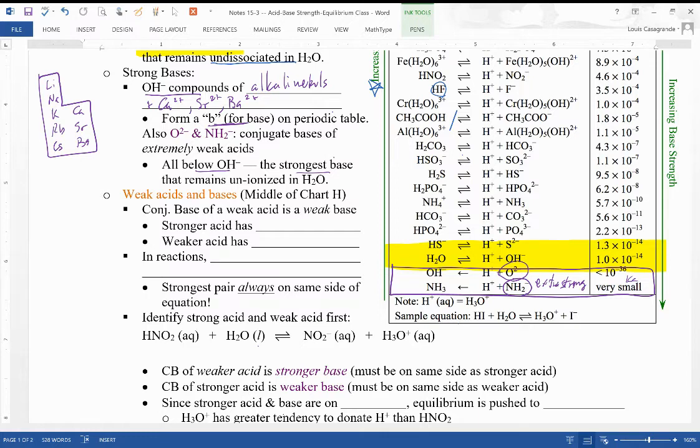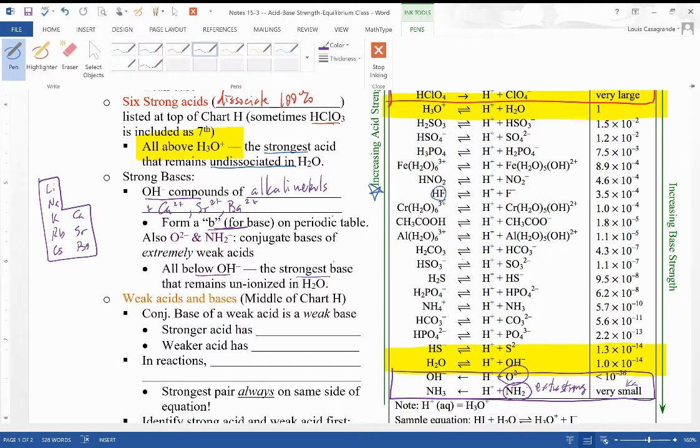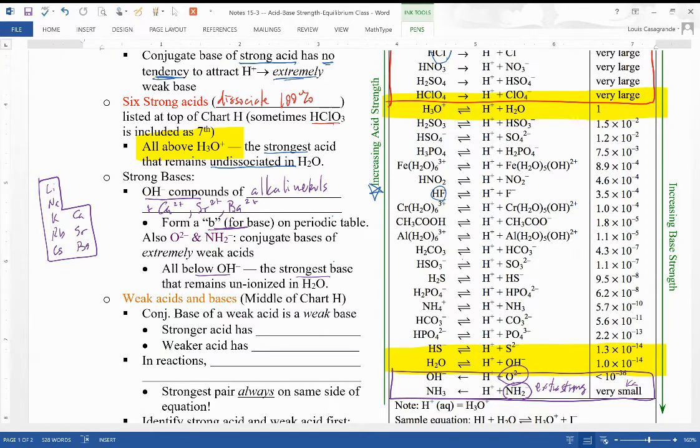In between is where a lot of our interesting chemistry is taking place. In between hydroxide at the bottom and coming up to sulfurous acid up at the top there, and hopefully you can remember some of those acid names from yesterday's or the previous homework, we have weak acids and weak bases. So this is a combination of weak acids and weak bases.